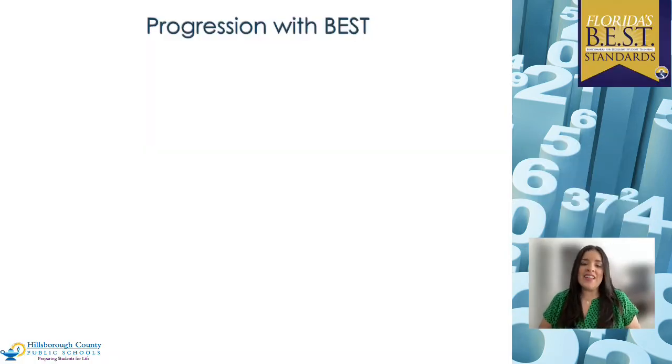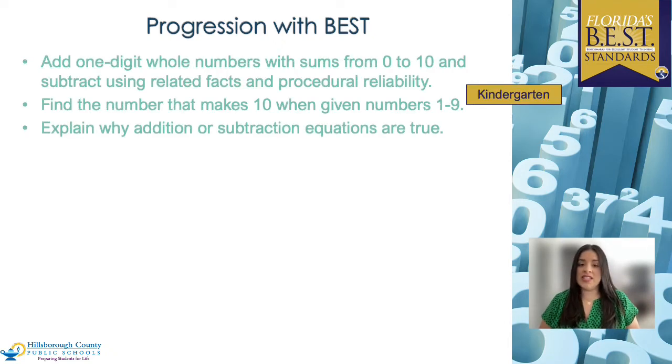Welcome back. Now let's take a look at the progression within the BEST standards. Here are the kindergarten standards that students have left kindergarten with the expectation of knowing before first grade. They would have added and subtracted within 0 to 10 with procedural reliability. They also found the number that makes 10 when given numbers 1 through 9. And lastly, they explained why addition and subtraction equations are true.